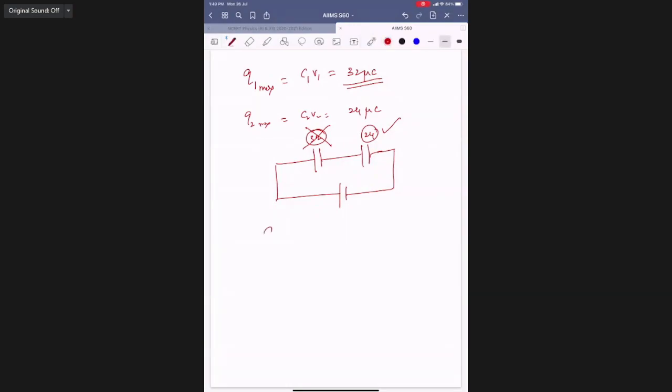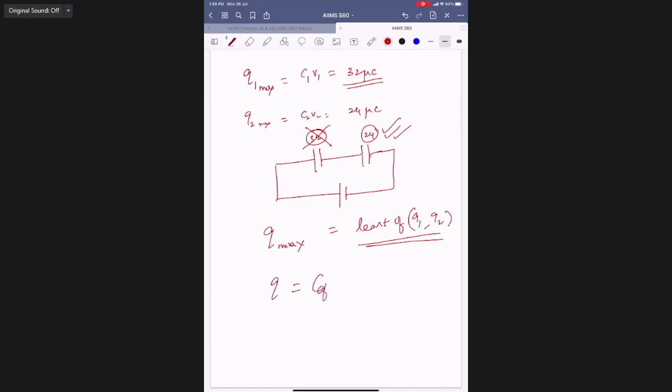So the maximum charge is equal to the least of Q1, Q2. So what is the least, 32 or 24? 24. So we have to select 24. Got it?